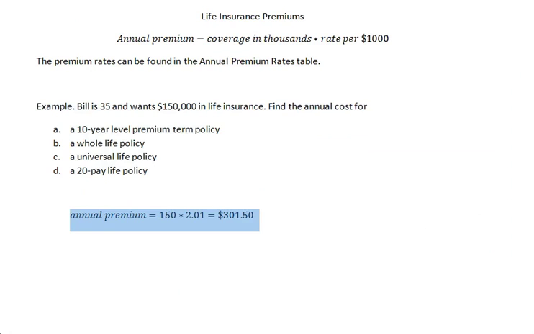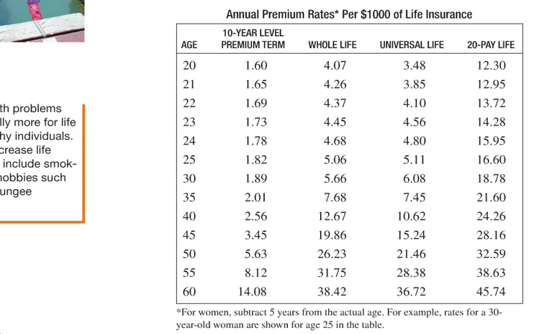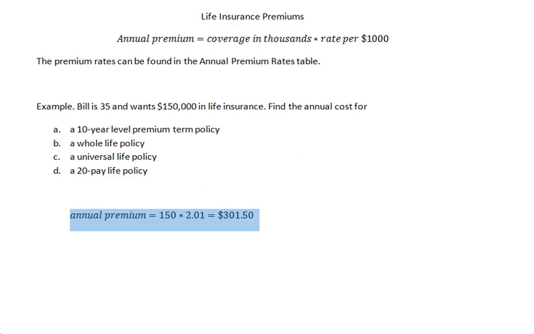Now for a whole life policy, you repeat that. You go to age 35, go over to the column for whole life. It's 7.68. So our premium would be 150 times 7.68, which is $1,152.